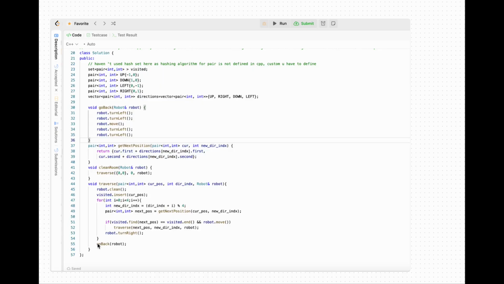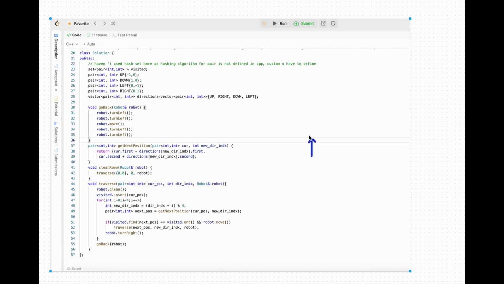After all the 4 locations are visited, we go back to the previous cell. So basically, if we are at this location, we try to move in the same direction, we come back, then we try the next direction, and this is the 4th direction. After all the 4 traversals, we notice that the robot is at the same location and facing the same direction. Now if we want to roll back to the previous location, we just need to turn by 180 degrees, move to the previous location, and then again turn by 180 degrees.